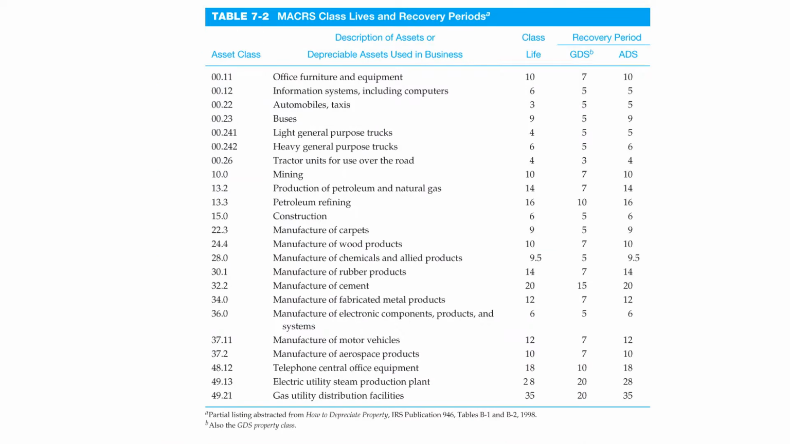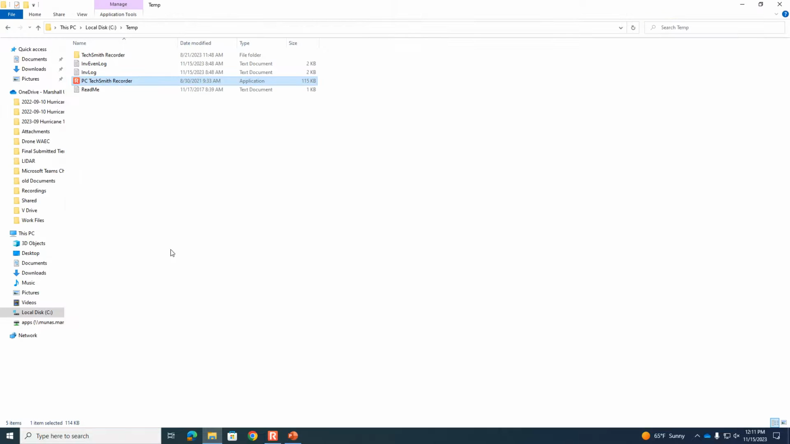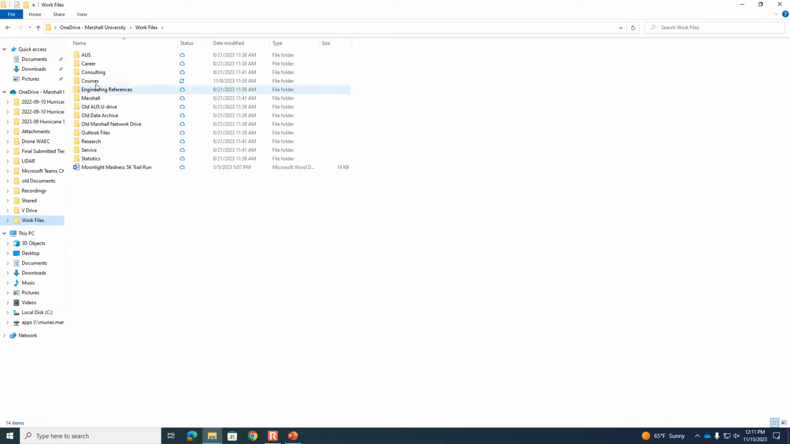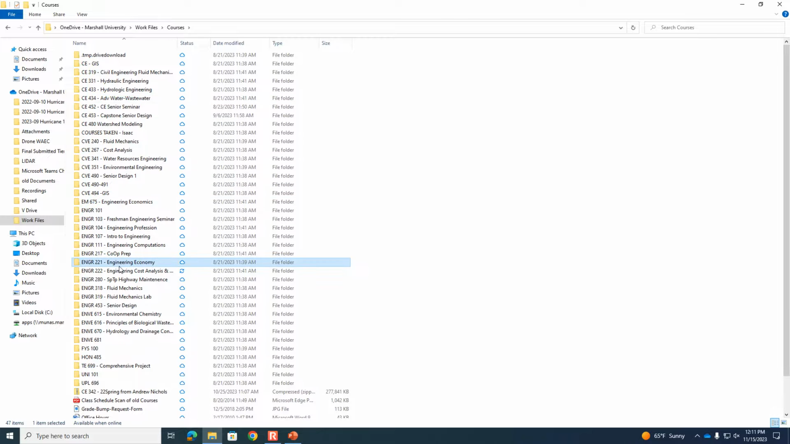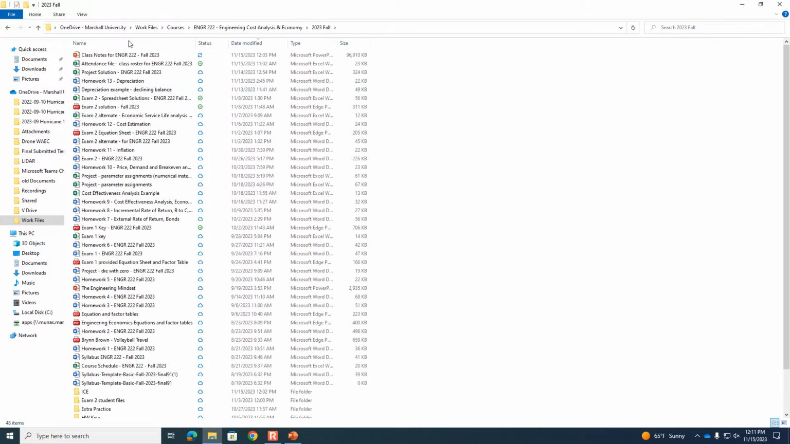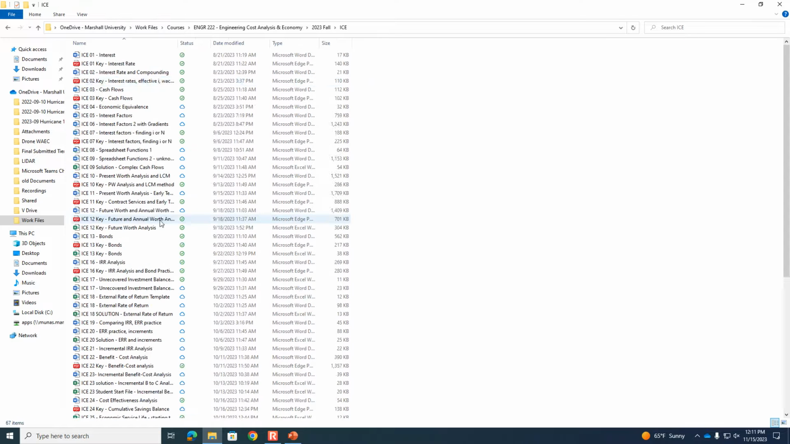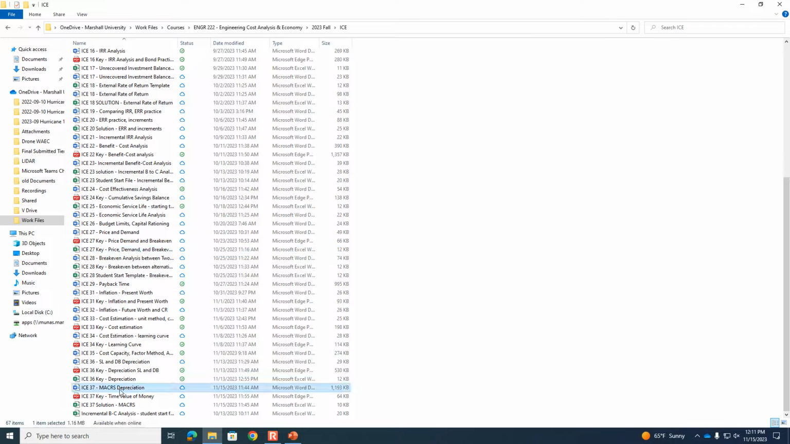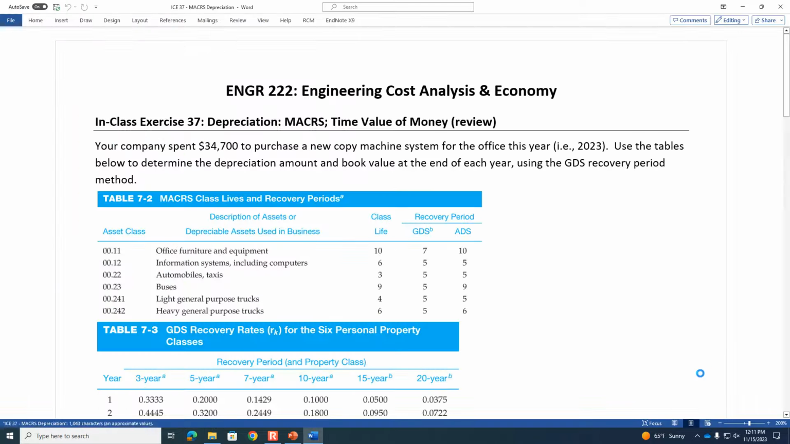Okay, so let's get some practice using these ideas. Let me show you the in-class exercise that I've got for today. We're going to be looking at a copy machine system, and we want to find out, first of all, what is the recovery period that will apply, and then how much depreciation is there in each year, and what is the book value at the end of each year.